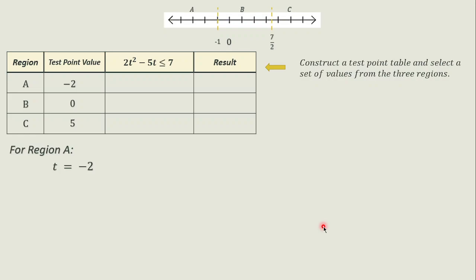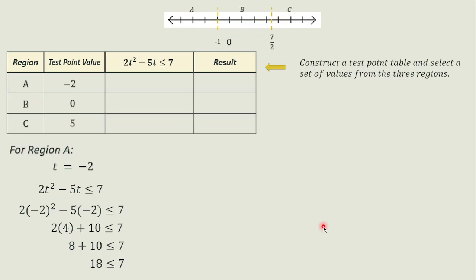Then, let's start solving for region A. t is equal to negative 2. Copy the original quadratic inequality, which can be taken from the given problem. Substitute the value of t. So, 2 times negative 2 squared minus 5 times negative 2 is less than or equal to 7. So, 2 times negative 2 squared, unahin i-apply natin ulit yung PEMDAS rule. So, yung exponent muna. Negative 2 squared is 4. 4 times 2, the answer is 8. Negative 5 times negative 2, the answer is 10. So, plus 10. So, 8 plus 10, the answer is 18, is less than or equal to 7. So, i-copy sa test point table.